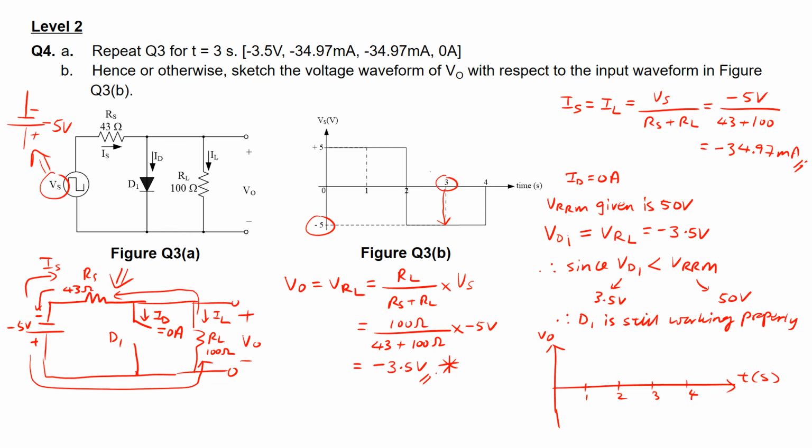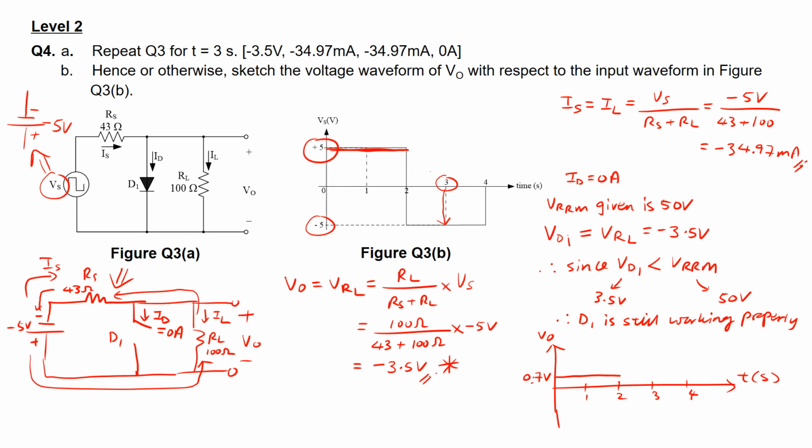Now for the first 2 seconds, as you can see from Vs, it's always a constant 5 volts. When Vs is 5 volts, the voltage across the diode D1 will be 0.7 volts. Because V0 is in parallel with the diode D1, it's always 0.7 volts when the voltage source is plus 5 volts for the first 2 seconds.